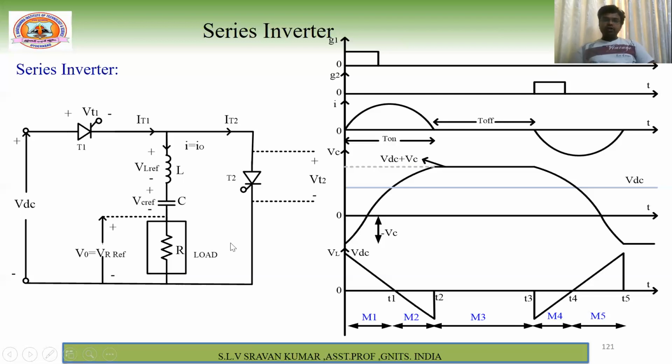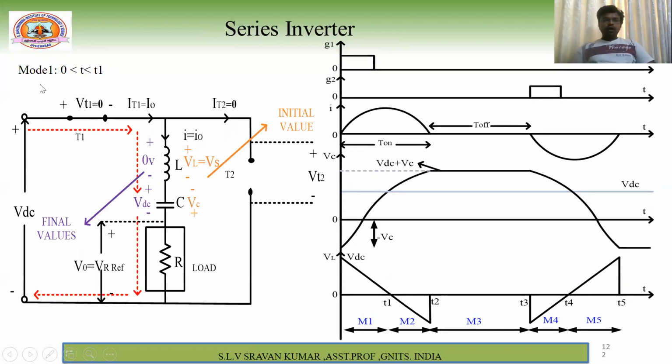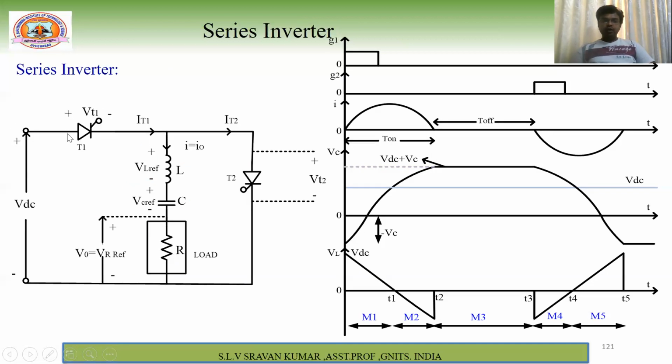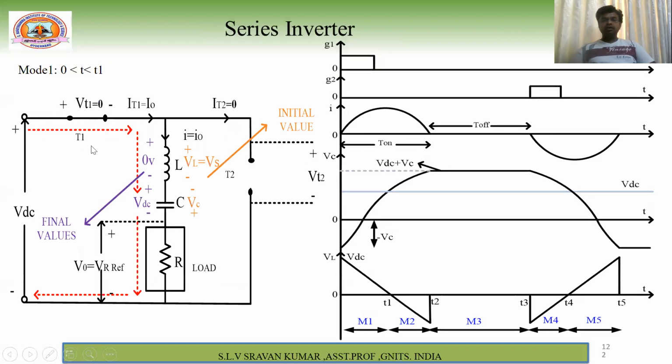Now we'll go to the first mode of operation, Mode 1, from 0 to T1. Here the gate pulse is given to thyristor T1, and immediately it will turn on. Why? Because positive is applied to the anode and negative is applied to the cathode. You can see the previous slide: this is the anode and this is the cathode. That's why it is forward biased and turned on.